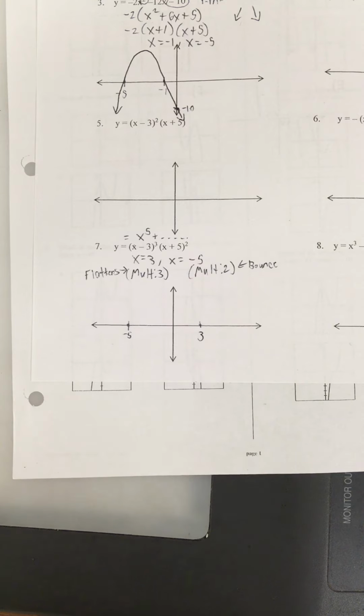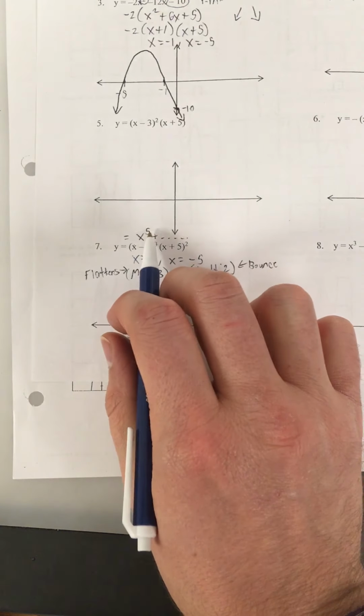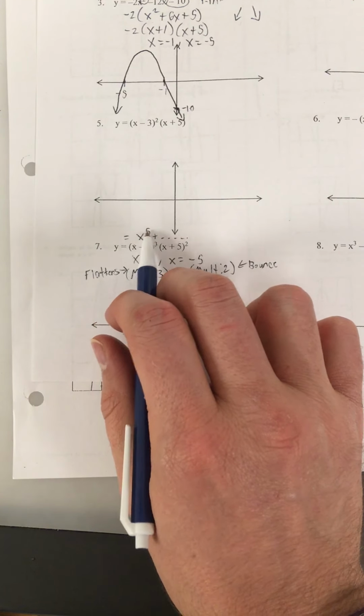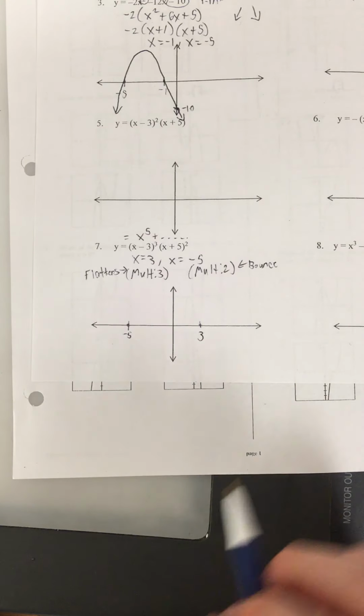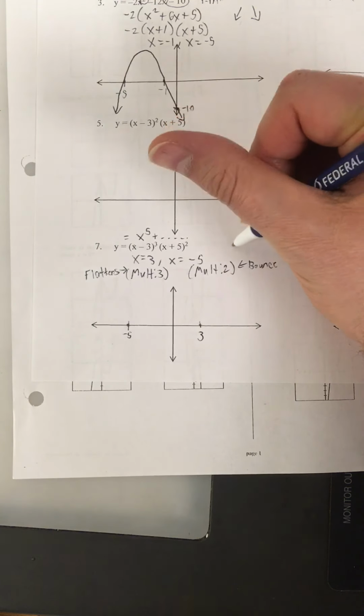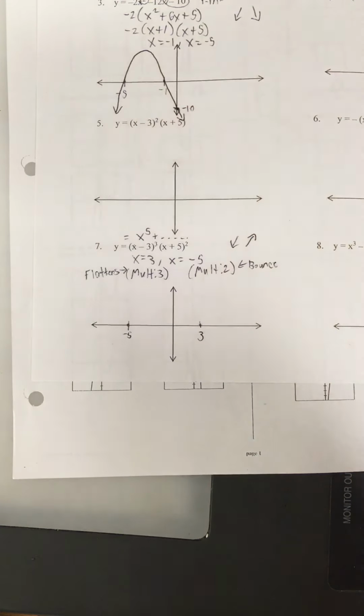All right, so that means it had an odd exponent, odd degree, with a positive in the front. What does that mean for the ends of the graph? It means it's going down on the left, up on the right.